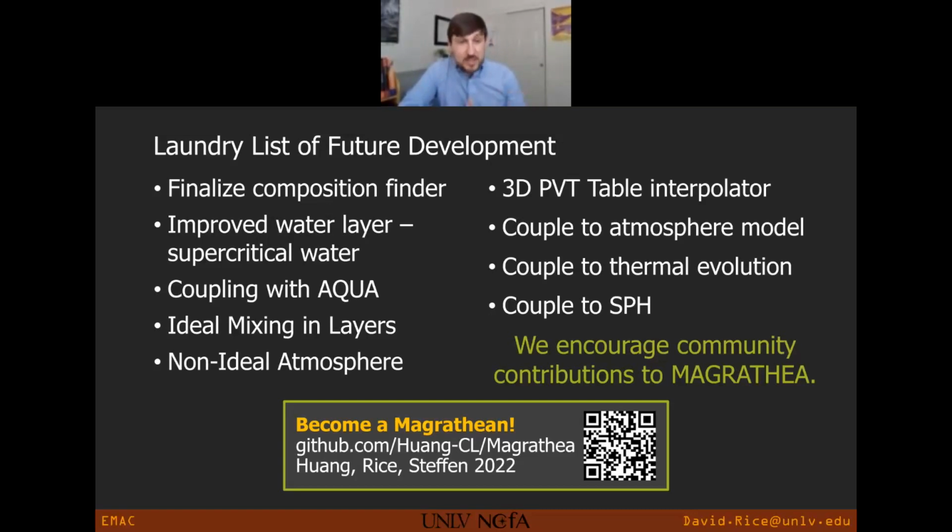These are some things we'd love to do with the code, and we'd love to see other people from the community jump on board. So you're welcome to become a MAGRATHEan and join us modeling planets. Thanks.